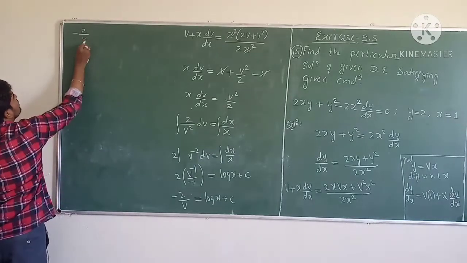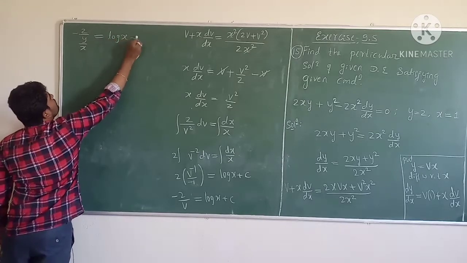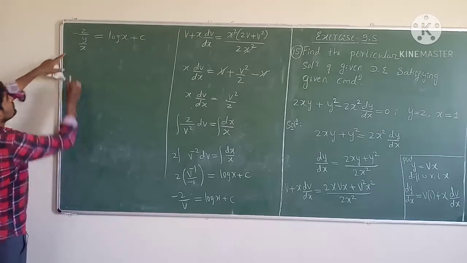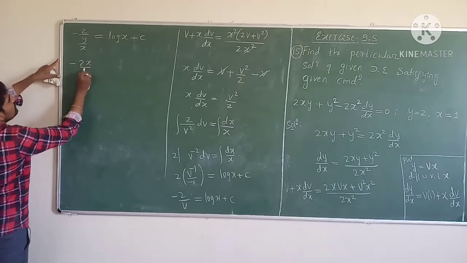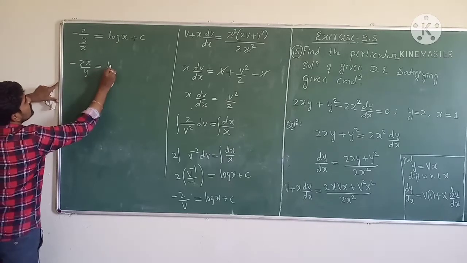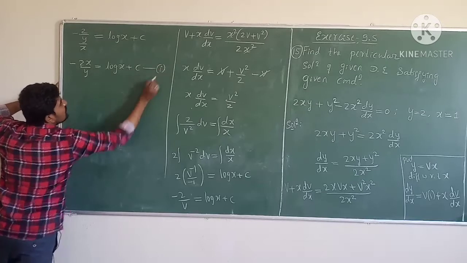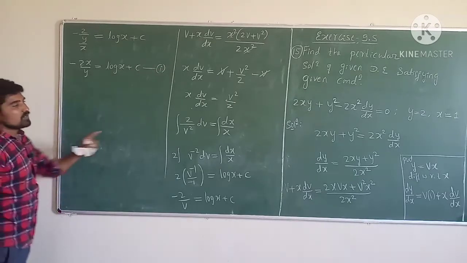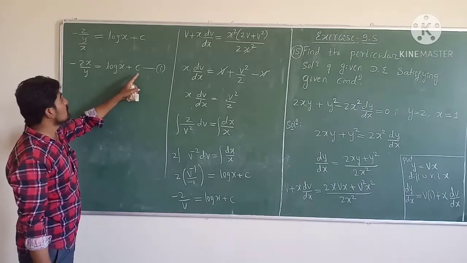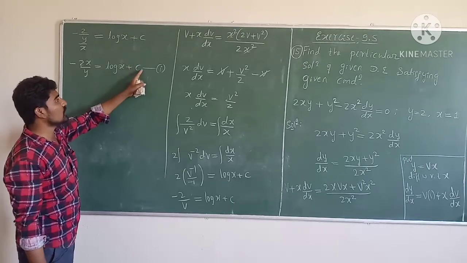y by x is equal to log x plus c. Now this becomes minus 2x divided by y, which is equal to log x plus c. And this is the required general solution for the given differential equation. Why? Because the arbitrary constant c is used here. So to find the required particular solution, we need to find out the value of c.